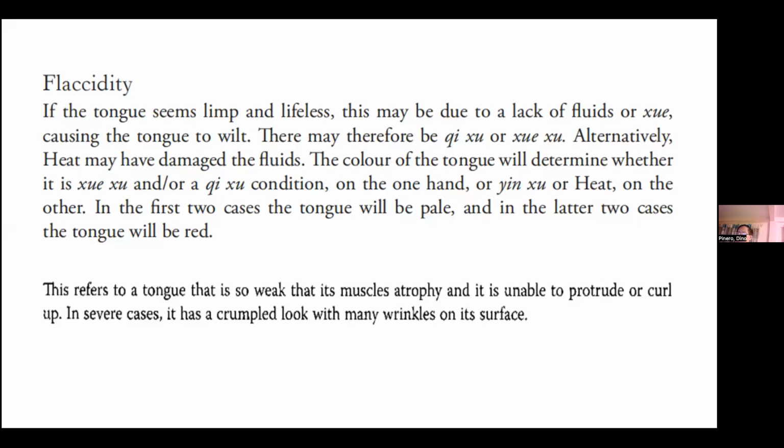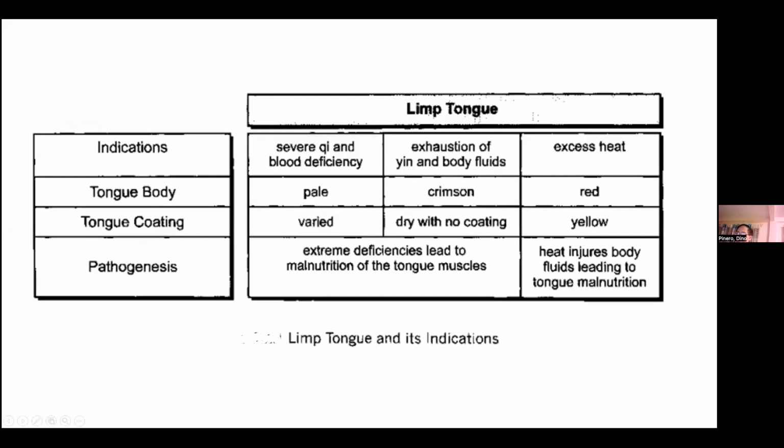Okay? So, a limp tongue, the indication, if there is a severe qi and blood deficiency, the tongue body is pale, tongue coating is absent. In exhaustion of yin and body fluids, the tongue body is crimson, tongue coating is dry with no coating. In pathogenesis, there is extreme deficiency leading to malnutrition of the tongue muscle. If there is presence of excess heat, tongue body is red, tongue coating is yellow, and in pathogenesis, heat injures body fluid leading to tongue malnutrition.